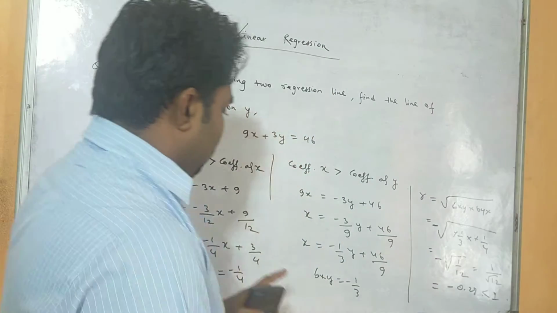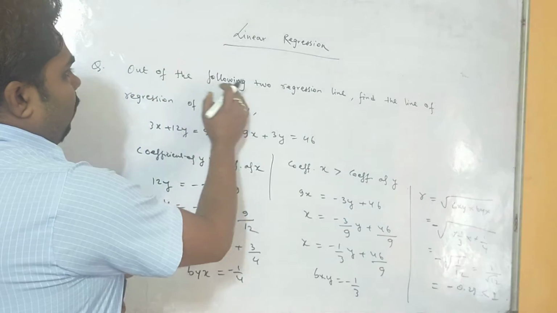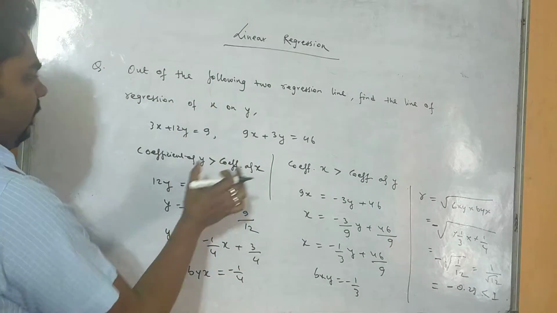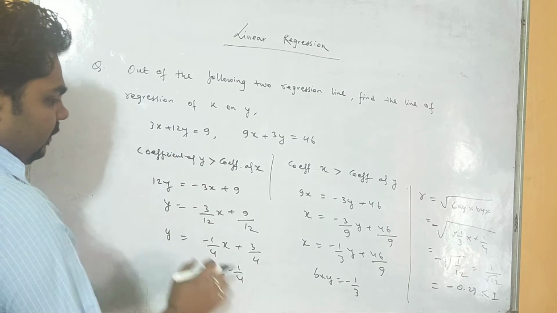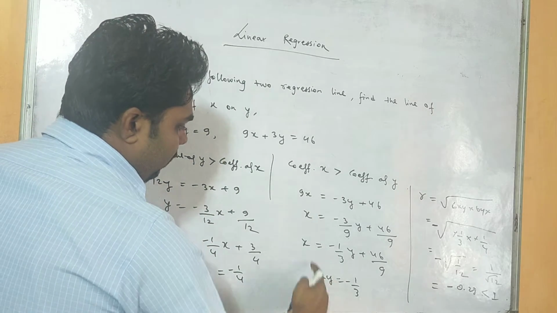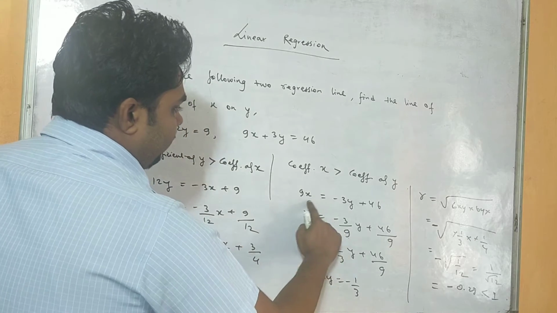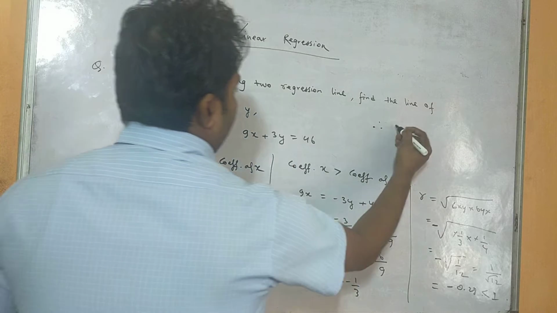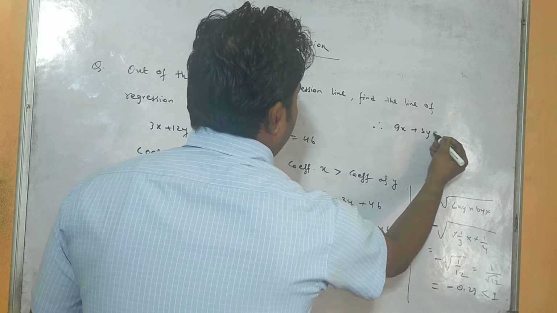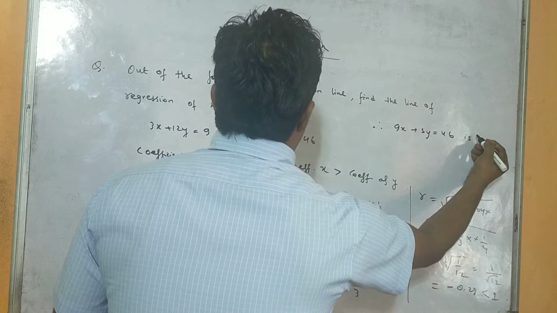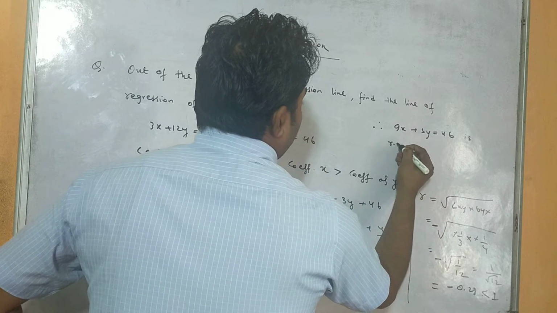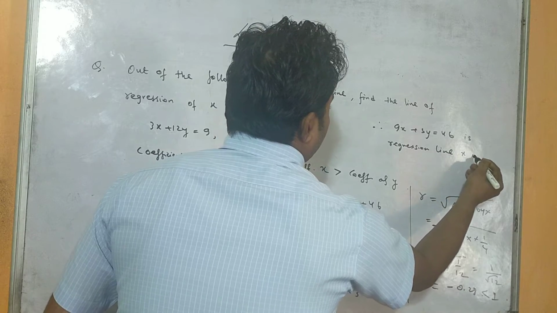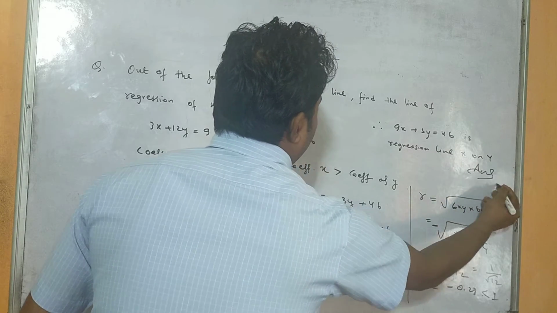So what was the question? Out of the following two regression lines, find the line of regression of x on y. So which one is x on y? x on y means bxy, and the equation from which we got bxy is our x on y. So therefore 9x plus 3y equals 46 is the regression line x on y. So this is our answer.